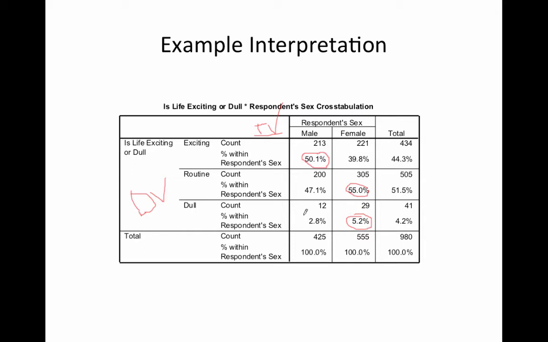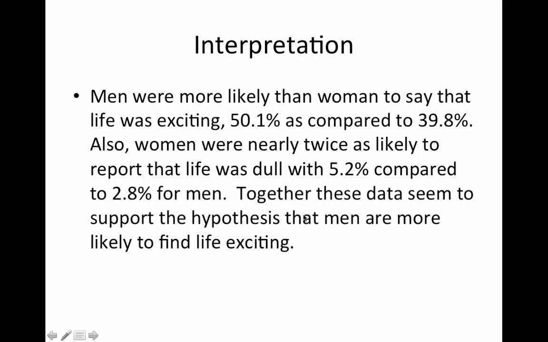The way I would write that out is I would write this. Males were more likely than females to say that life was exciting, 50.1% as compared to 39.8%. Also, women were nearly twice as likely to report that life was dull, with 5.2% compared to 2.8% for men. Together, these data seem to support our hypothesis that men are more likely to find life exciting. So again, it supports our hypothesis. We didn't prove anything. There's no causation here, but we do find support for the hypothesis.